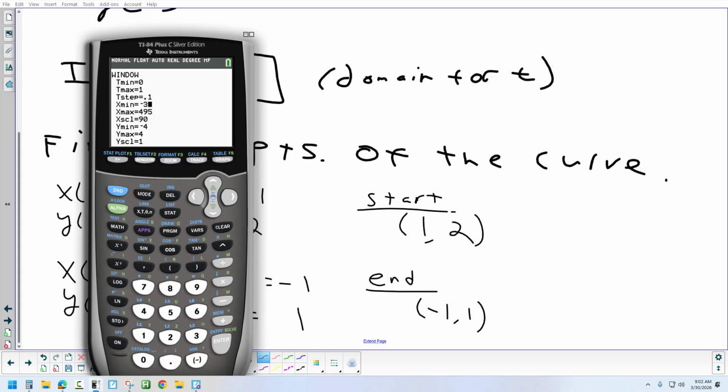For x-min, again, negative 3 to 3, I think will give us a good window. So let's hit graph, and if you watch it quickly, it should draw from right to left. And it did, if you saw it. It went right to left. Okay, that's what our graph looks like. This one is a line segment. It's a very simple parametric graph. It's just a line segment.